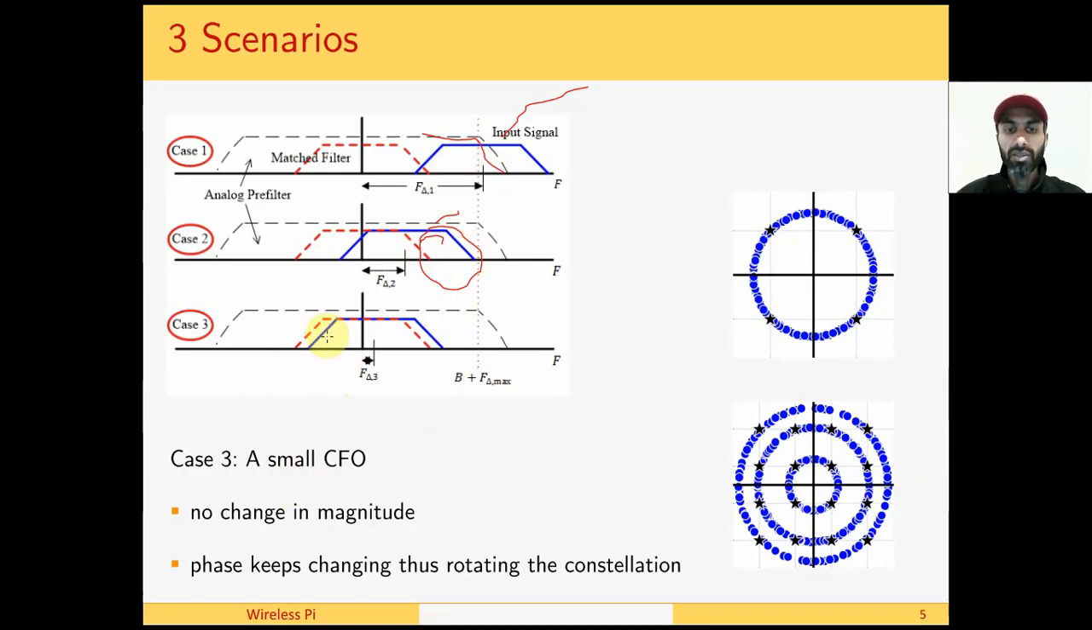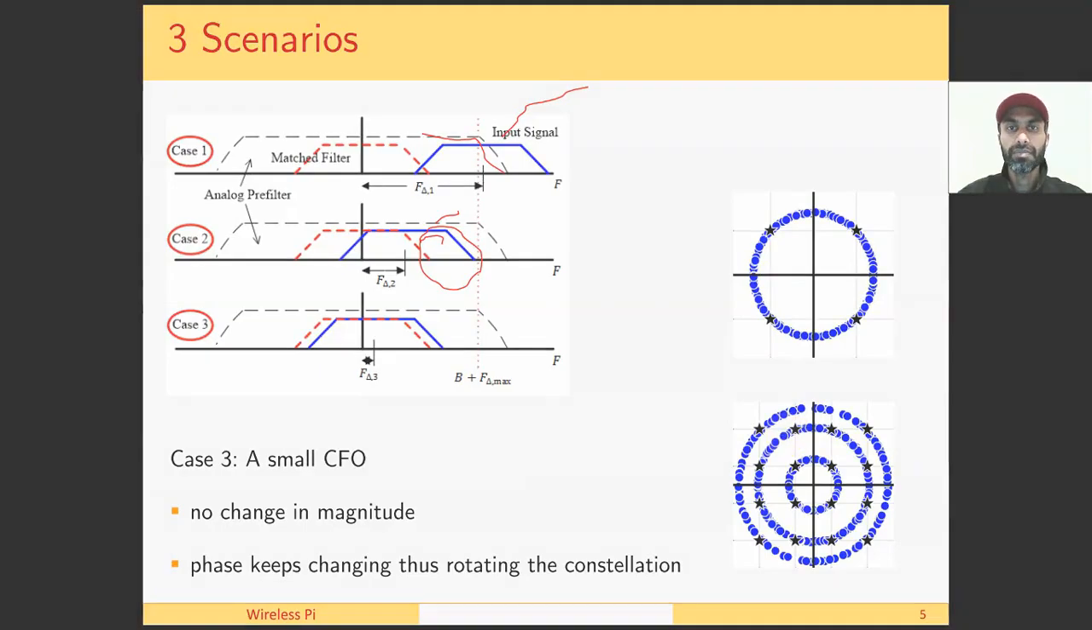So for example, if the CFO is small, which is case 3, then there is no change in magnitude, and just like the phase rotated the constellation, a frequency offset keeps rotating the constellation, which means the constellation is spinning in a circle. This is an example for a 4 QAM system, and this is an example for a 16 QAM system.